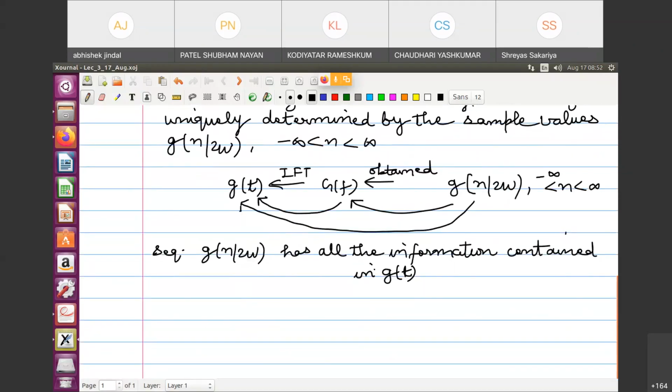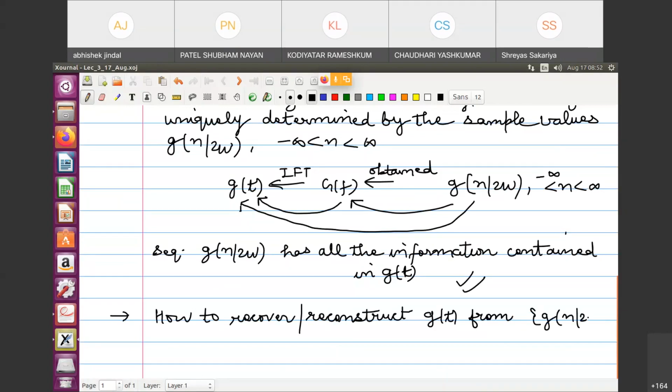Now up to now we have not said how to recover. So now the question is, first of all, how to. So this is done. Okay, the development behind 2W is now done. So we know why we need to sample at a rate which is at least 2W or greater. Okay, now the question is how to recover or reconstruct g(t) from the sequence g(n/2W). How to do it?